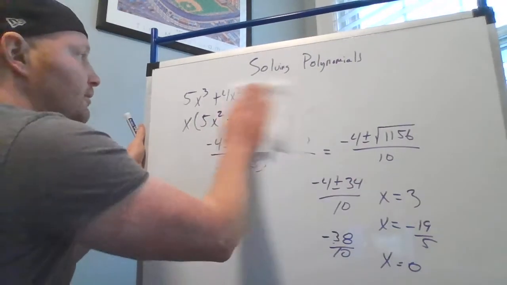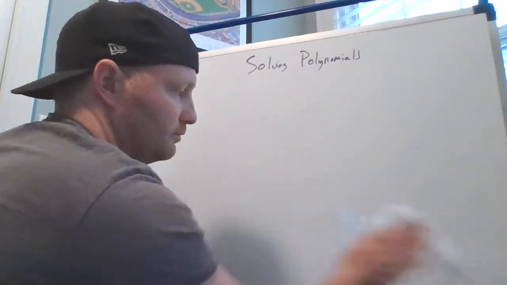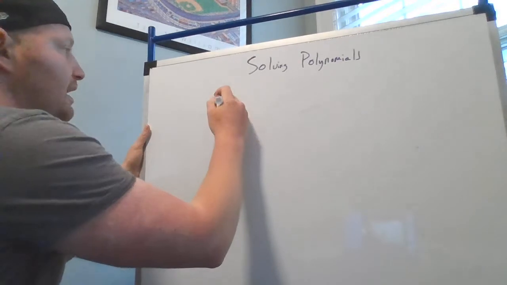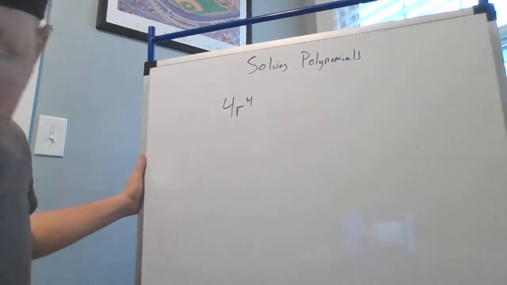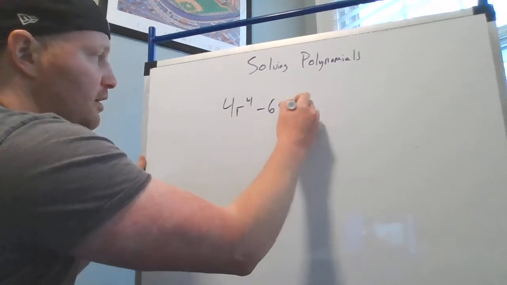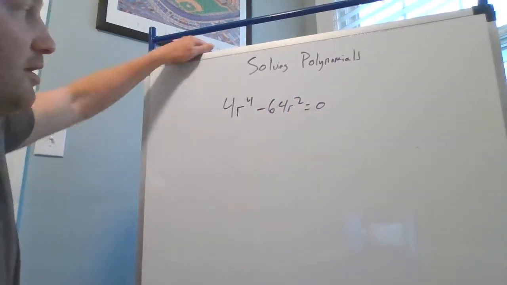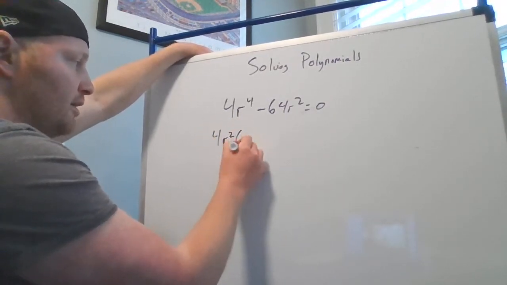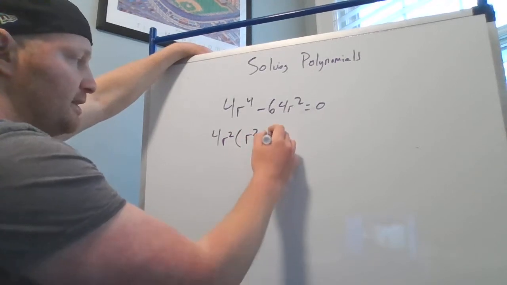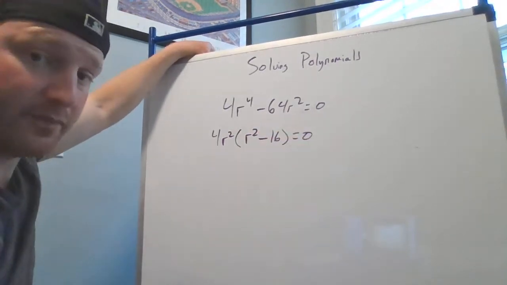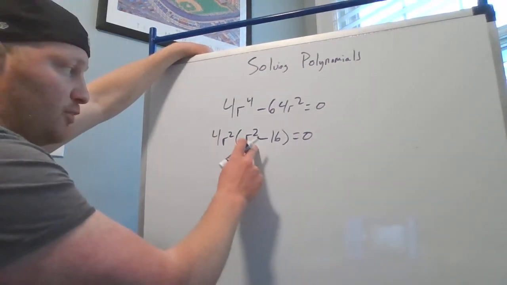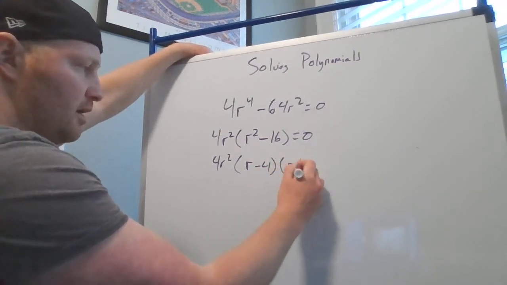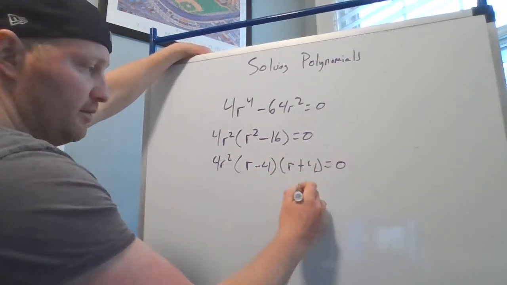My next example, again, make it look quadratic. 4r to the fourth minus 64r squared equals 0. Factor out your GCF. Your GCF happens to be 4r squared. So you're left with r squared minus 16 equals 0. Do not forget the difference of squares. This breaks down one more time to make your life easy. R minus 4, r plus 4 equals 0.